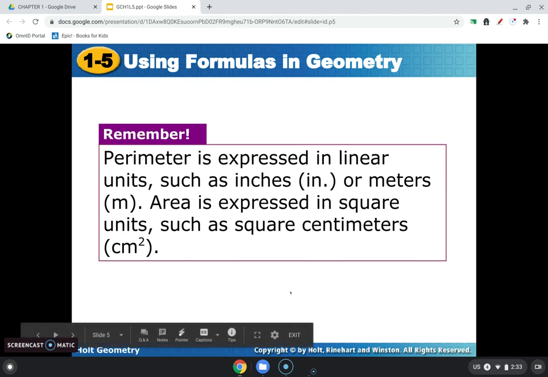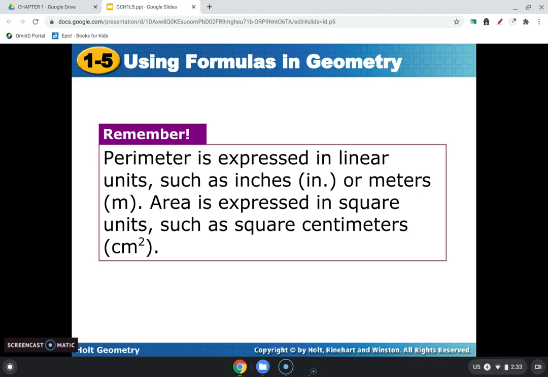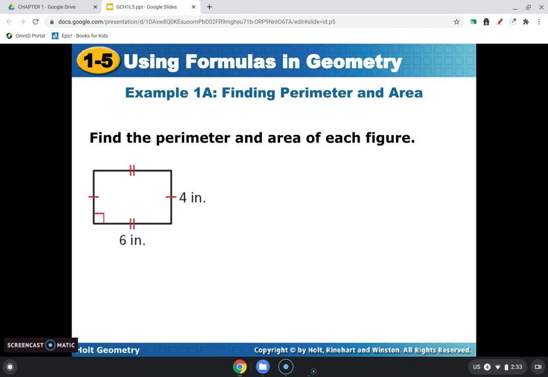Okay. Perimeter is expressed in linear units, such as inches or meters. Area is expressed in square units, such as square centimeters, miles squared, inches squared, whatever you want to use, or whatever the problem gives you. So find the perimeter and area of each figure.